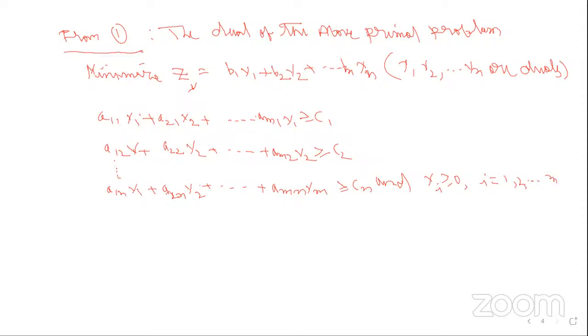Primal dual. Here, primal problem and dual problem. In primal, max z equals sigma j equal to 1 to n cj.